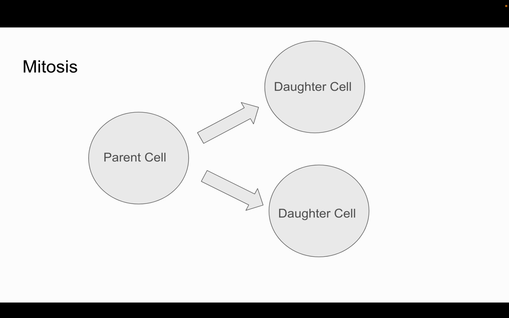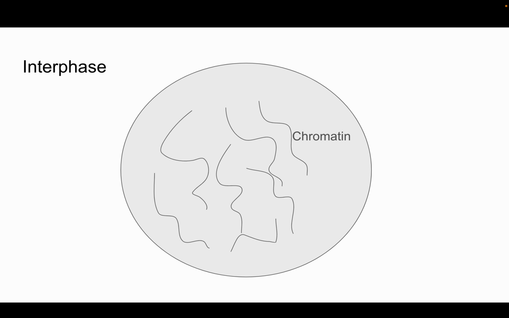During this time, chromosomes are not visible under a light microscope. Instead, DNA is present in the form of chromatin. During interphase, the DNA and the organelles inside of a cell replicate. The four stages of mitosis itself are prophase, metaphase, anaphase, and telophase.